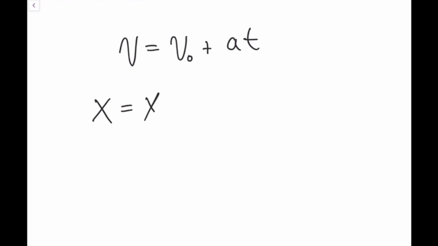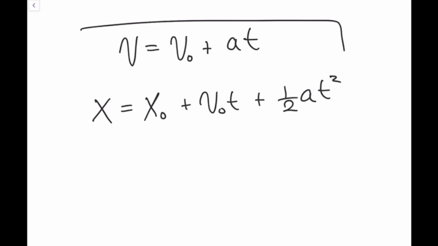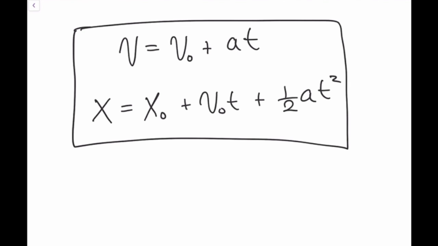So to go over it, to solve this problem we need the equation final velocity equals initial velocity plus acceleration times time, and we also need the equation final distance equals initial distance plus initial velocity times time plus 1/2 the acceleration times time squared. There you go.